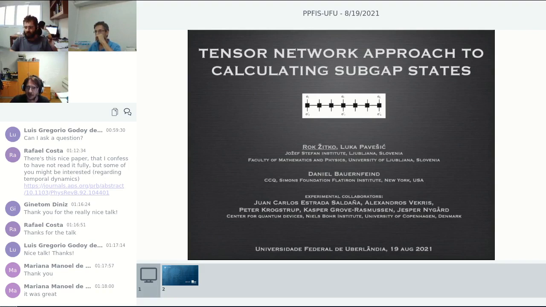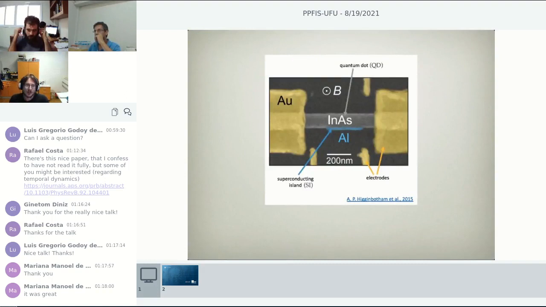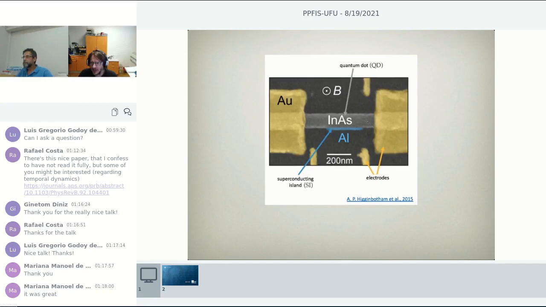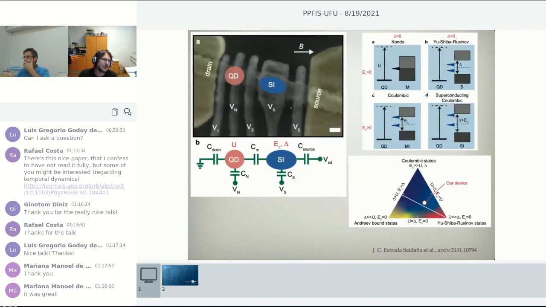Okay, so the hybrid devices that I was mentioning are actually hybrid devices which incorporate a semiconducting region as well as a superconducting region. And if this seems familiar to you, then that is probably because these type of devices are nowadays commonly used as a platform for exploring topological superconductivity, also in the context of searching for Majorana zero modes.